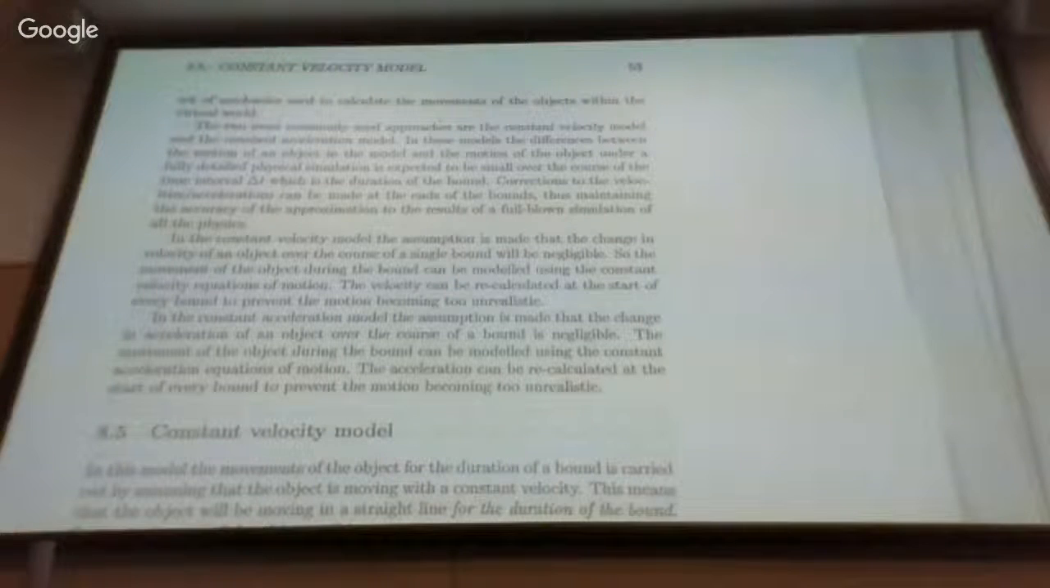So of course, to produce that animation, it will know the positions of the objects at the start of the bound, because it will have calculated the previous frame of the animation. So it knows the current locations of the objects. What the environment is doing is calculating the positions of the objects for the next frame of the animation at the end of the bound.